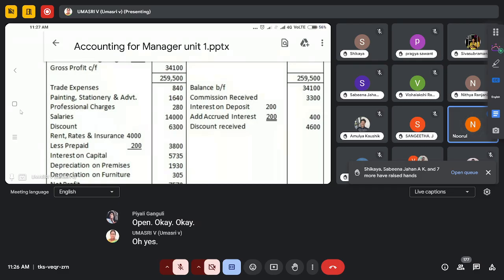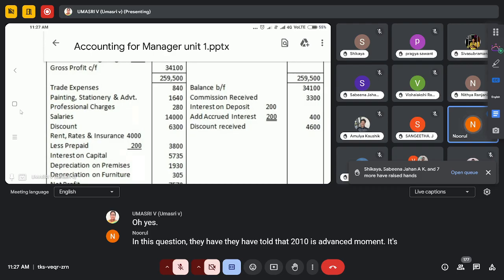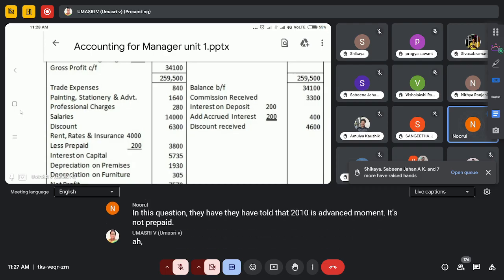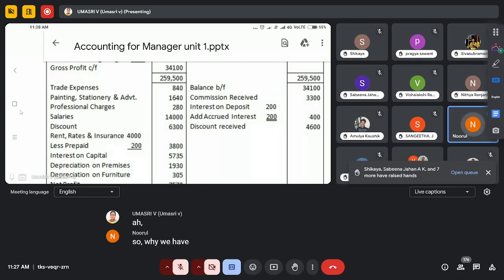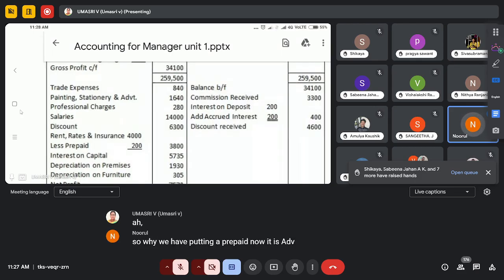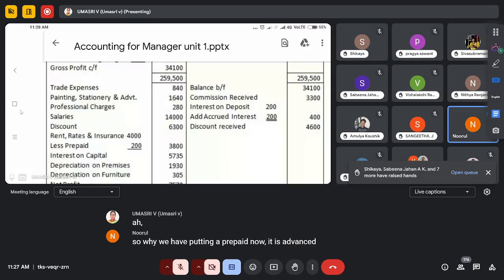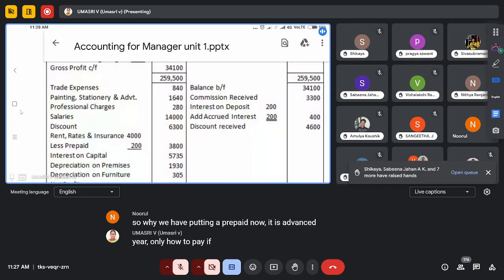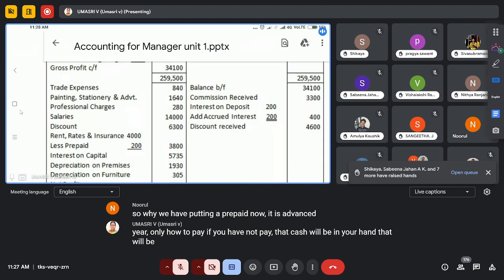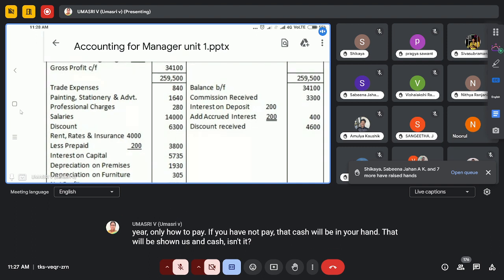Ma'am, I have a doubt. In this question they have told us 2010 is advance, no, ma'am? It's not prepaid. So why are we putting it as prepaid, ma'am? It is the advance side, ma'am. Advance means you have paid in advance. Next year only you have to pay. If you have not paid, that cash will be in your hand. That will be shown as cash, isn't it?